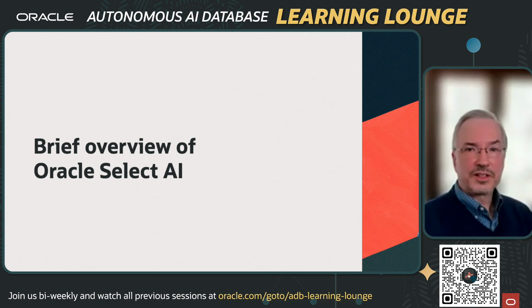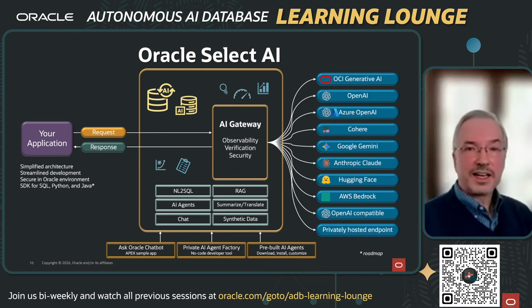But before diving into the Select AI agent framework itself, I'll briefly review the main features of Oracle Select AI, which forms the foundation of our agent framework. Now, Oracle Select AI serves as your in-database AI gateway to a wide range of AI providers and models. As shown on the right, you can access AI providers from OCI GenAI and OpenAI to AWS and privately hosted models. Select AI simplifies your solution architecture and helps streamline development using the secure Oracle environment, whether from SQL, Python, or on the roadmap, Java.